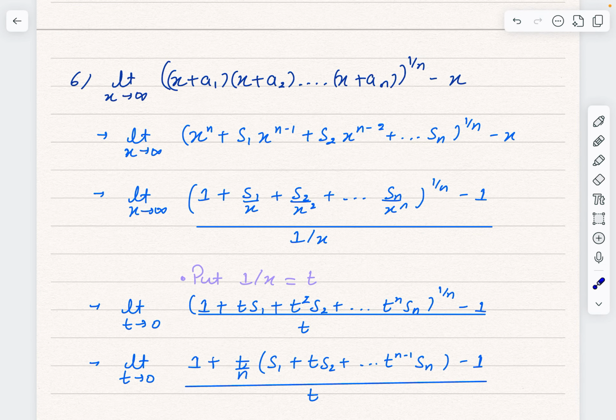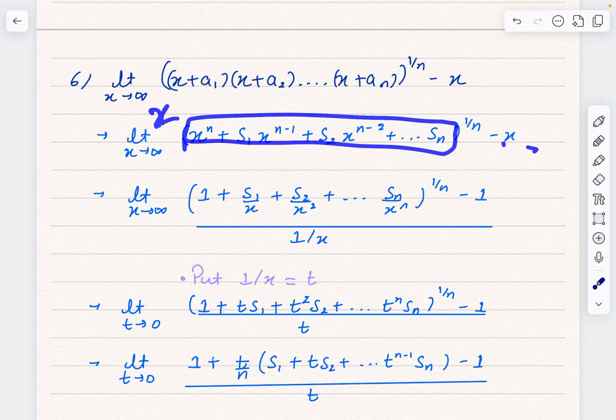See, when you expand this, you get x power n plus s1 x power n minus 1 plus s2 x power n minus 2 up to sn. I hope you remember s1 is the sum of numbers taken one at a time, s2 will be the sum of numbers taken two at a time, and so on. Now we take x power n common, so outside you get just x. Then x and x will be common from there, take it in the denominator.